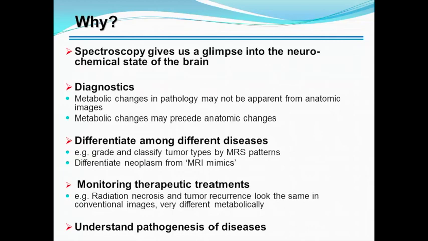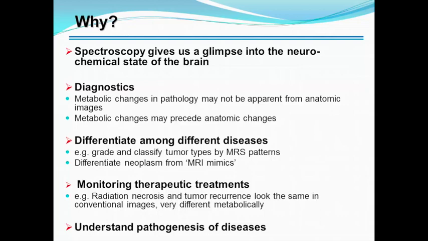So why are we doing spectroscopy? Because it gives a glimpse into the neurochemical state of the brain that MRI is not able to provide. We use it for diagnostics because metabolic changes in pathology that we can see by spectroscopy may not be apparent from anatomic images, and metabolic changes may precede anatomic changes. We use it to differentiate among different diseases, so there are different spectroscopic patterns for different tumor types, and we are also able to differentiate neoplasms from what we call MRI mimics.